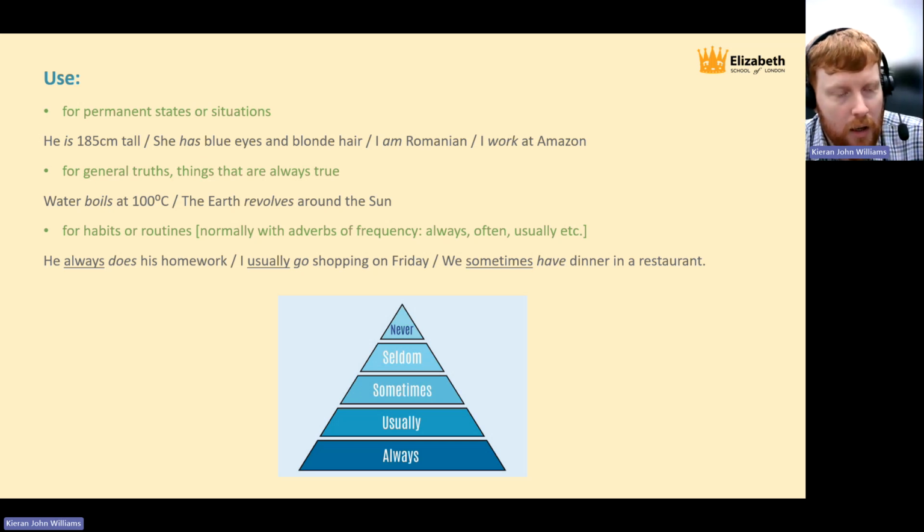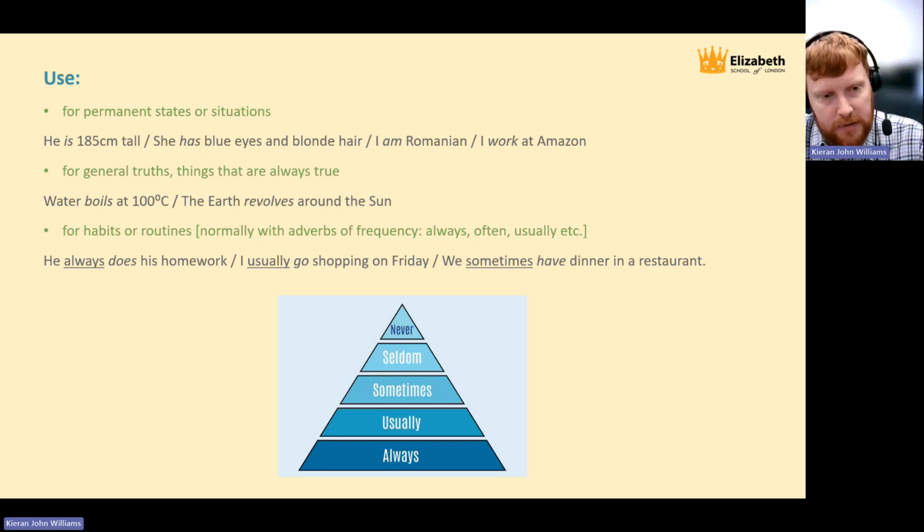Okay. And in a similar idea to this, for things that are generally true, for things that are facts, we would use present simple as well. Okay, so water boils at 100 degrees, the earth revolves around the sun. These are generally true things. We would use present simple for these.